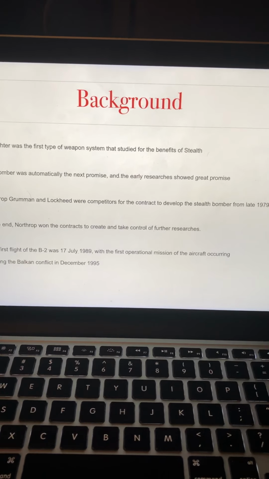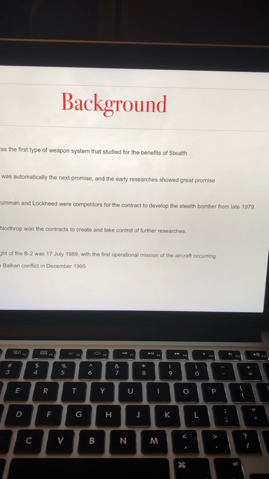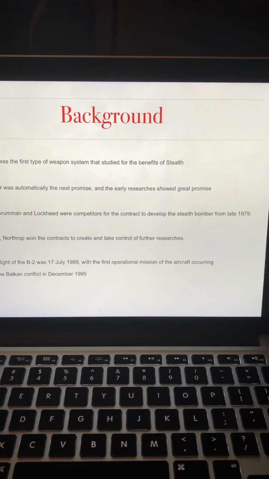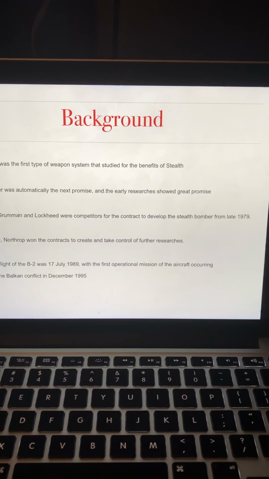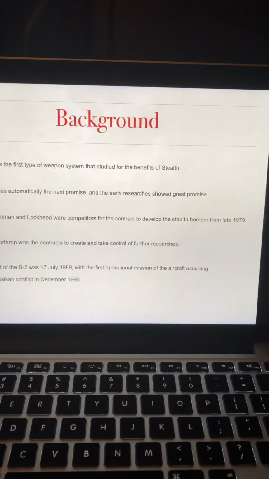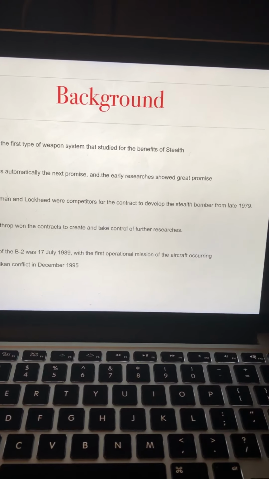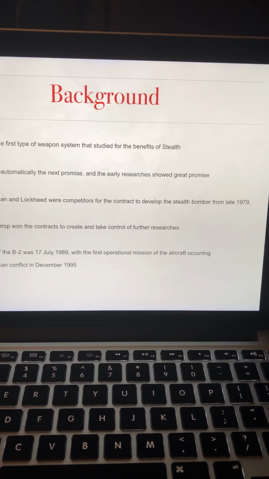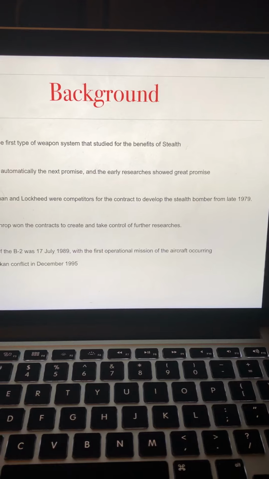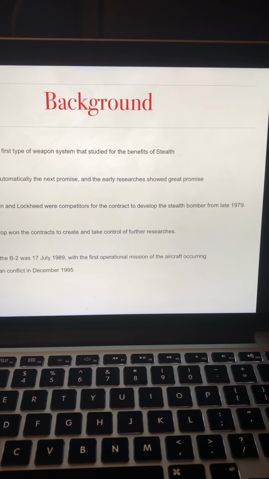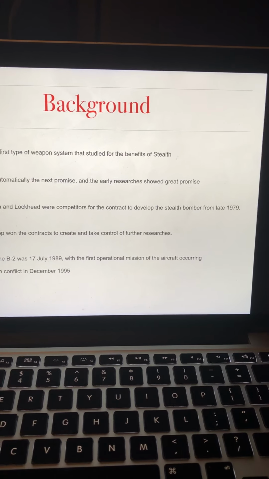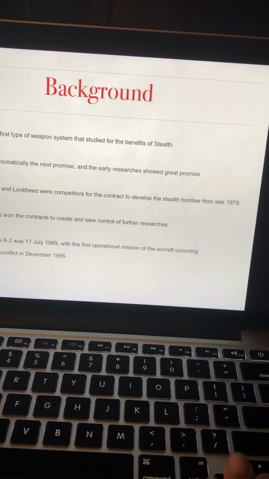Northrop Grumman and Lockheed were competitors for the contract to develop a stealth bomber in the late 1970s, and in 1980 the Air Force gave the contracts for officially building the B-2 aircraft. In the end, Northrop won the contract to create it and take control of further research. The first successful flight of the B-2 was on the 17th of July 1989. Its first combat mission was during the Balkan conflict in 1995.